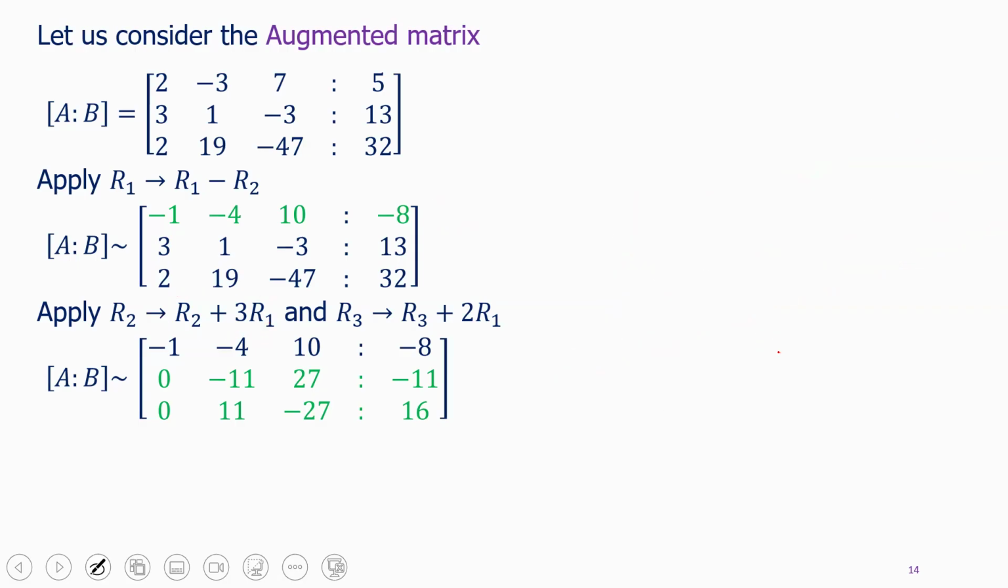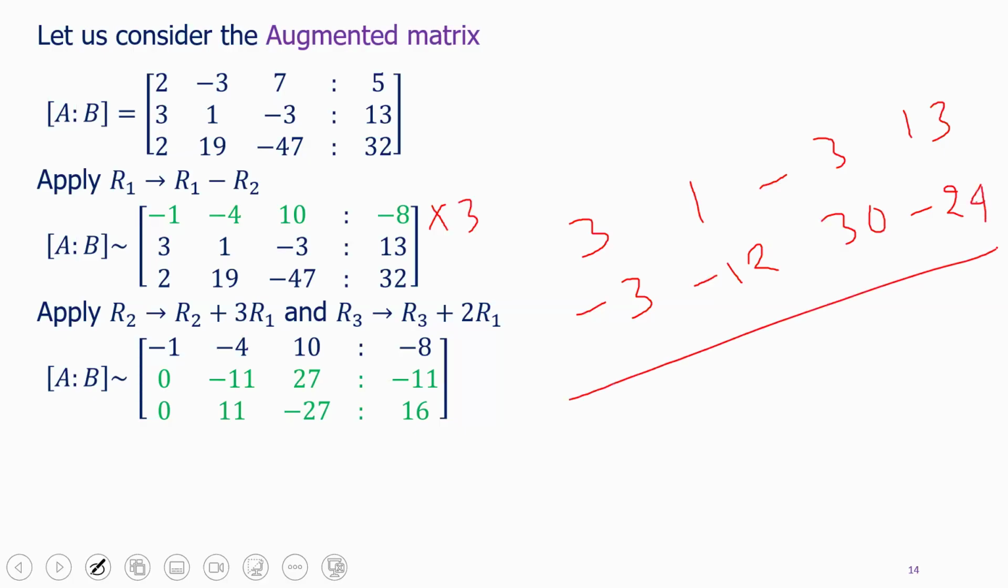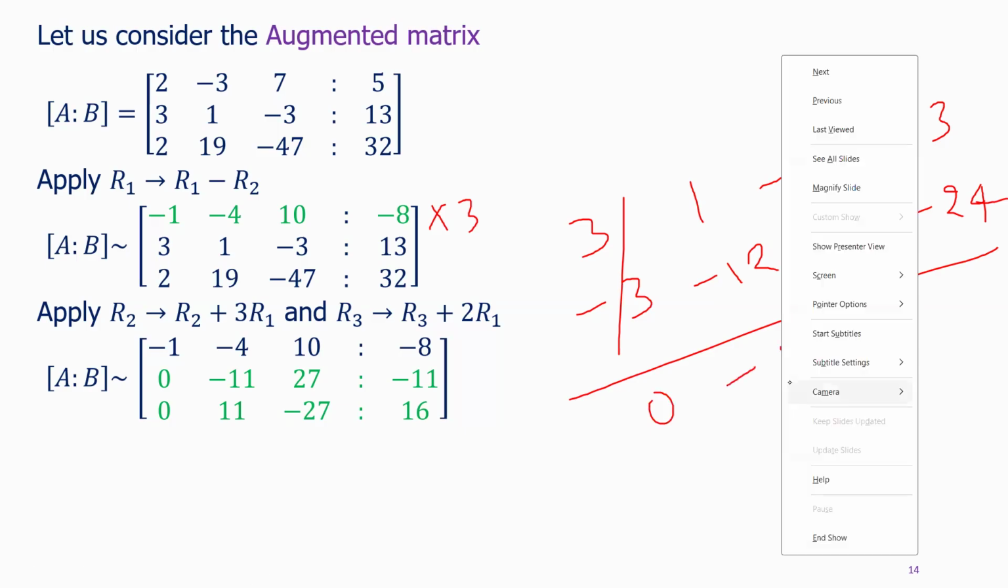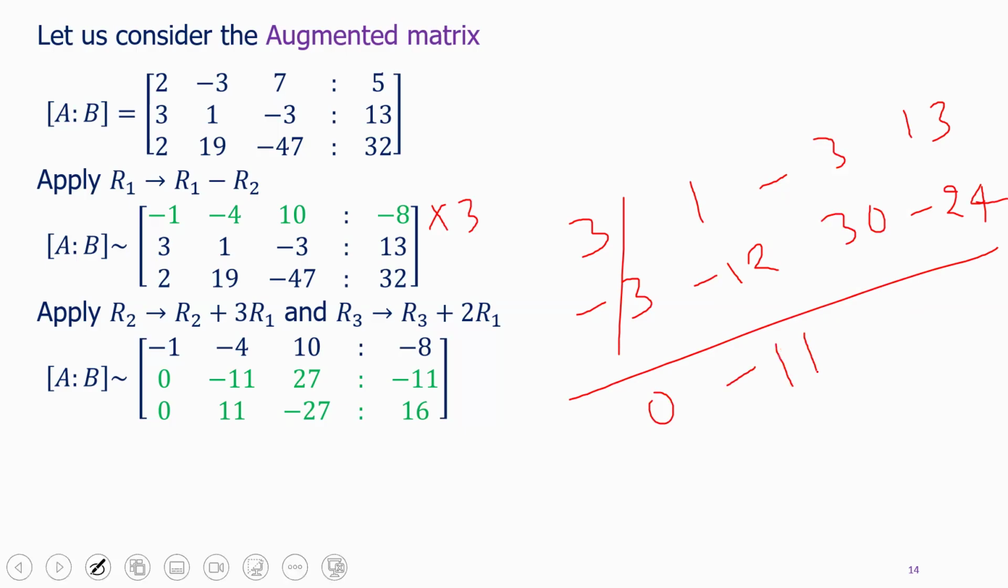So this is 3, 1, minus 3, 13. We have to multiply R1 by 3, so minus 3, minus 12, 30, and minus 24. We are adding over here, not subtracting. So 3 minus 3 is 0, 1 minus 12 is minus 11, minus 3 plus 30 is 27, and 13 minus 24 is minus 11. So we have this second row.